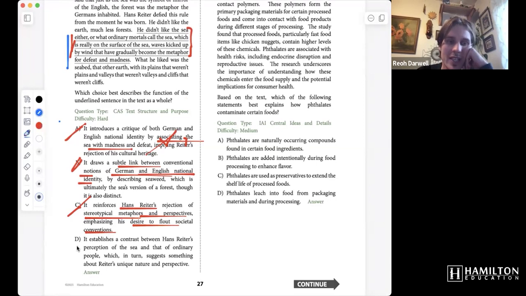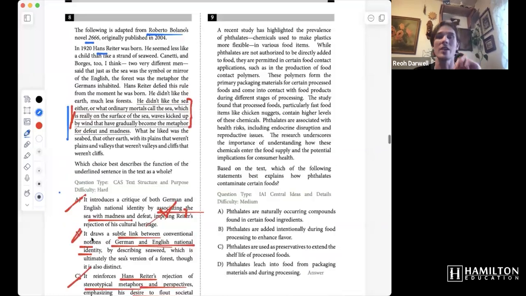What is our answer choice that has nothing wrong with it? D. It establishes a contrast between how this guy sees the sea, which he looks at as the underneath, the seabed, and that of ordinary people, which in turn suggests something about how Reiter is unique in terms of his nature and his perspective. There's nothing false about that. Nothing about that goes too far. It's a really safe inference. And that's how we resolve to D.